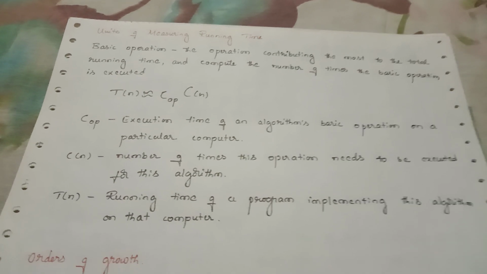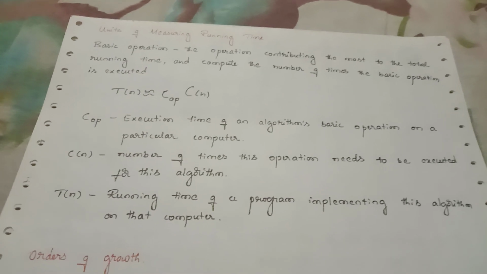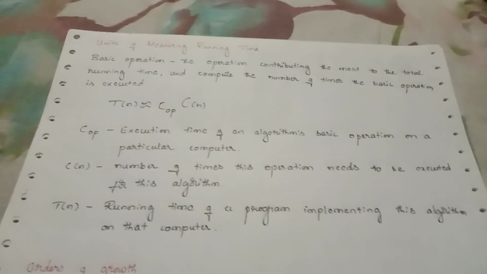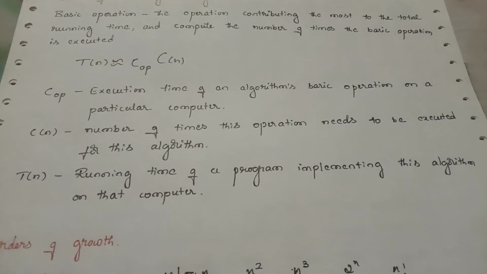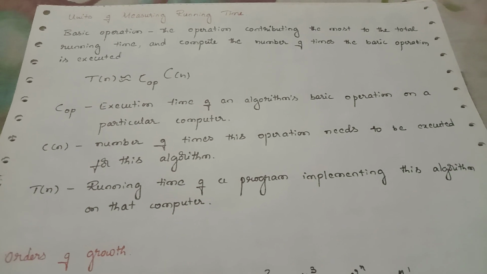So let us find what the basic operation in our algorithm is, and after that, we can find how many times this basic operation is going to run. That is going to give you the time efficiency of the algorithm.